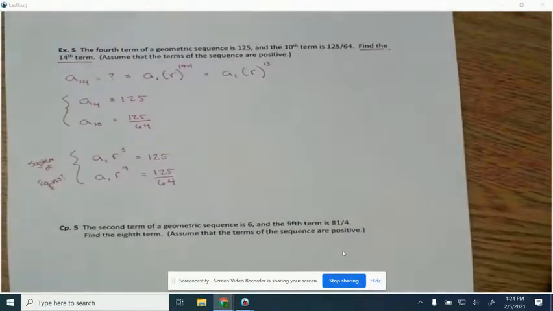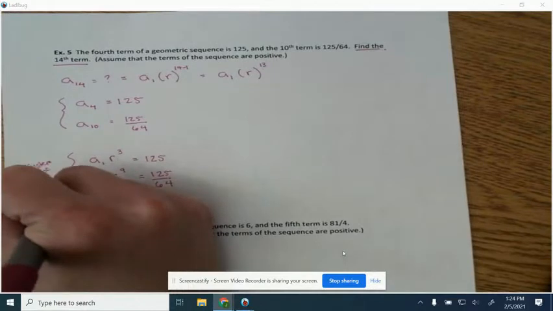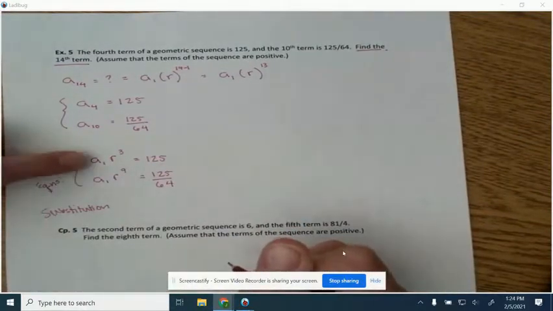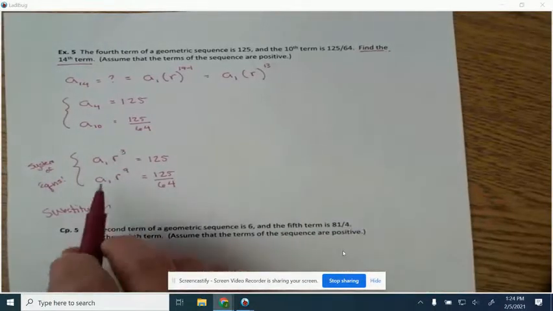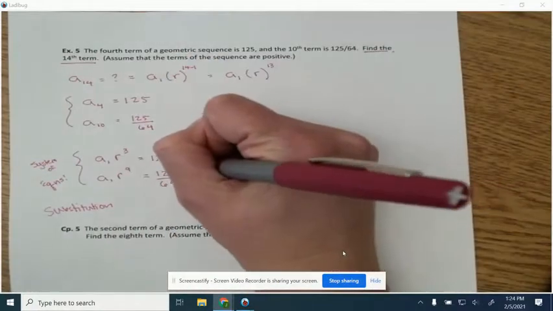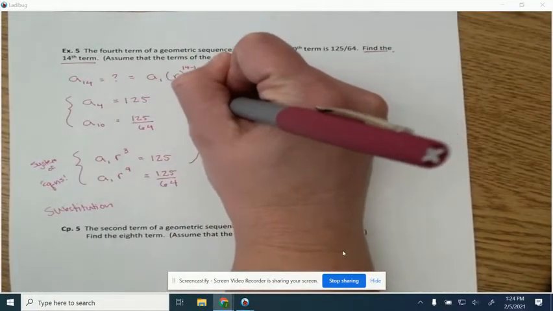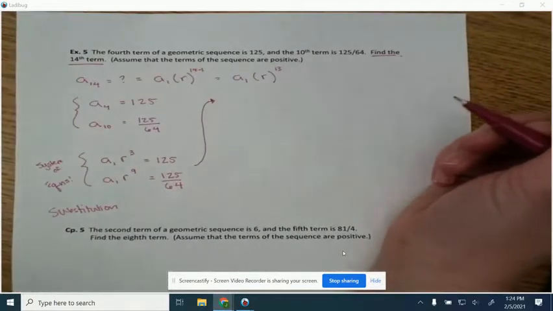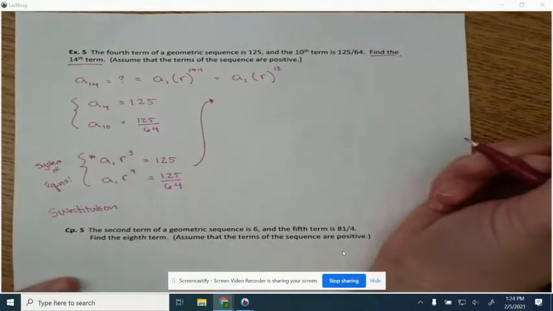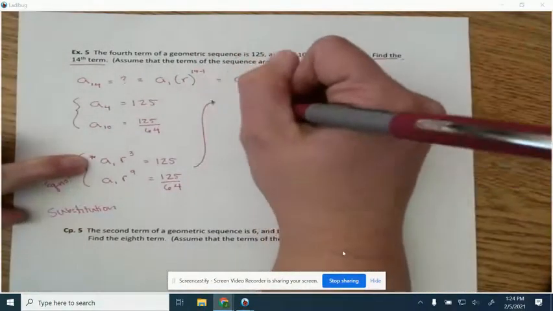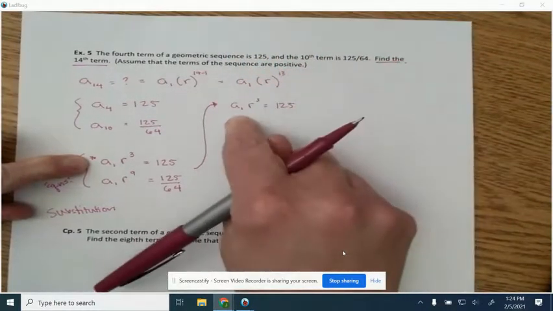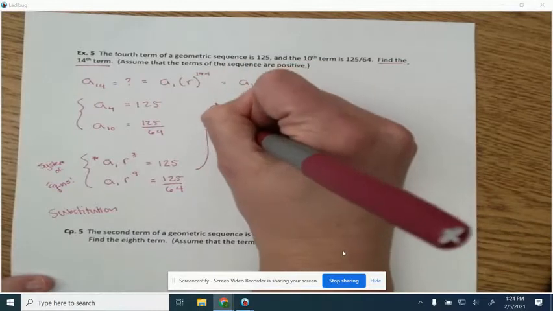The only way I can solve this system is to use substitution. I have to use substitution for this system because I have non-linear systems, because my exponent for my common ratio is not 1 in both cases. I'm going to go up here because I'm running low on space. Remember, when we use substitution, we solve an equation for a variable. So I'm going to take this first equation, a sub 1 r cubed equals 125, and I'm going to solve for a sub 1 because that seems pretty simple to me.